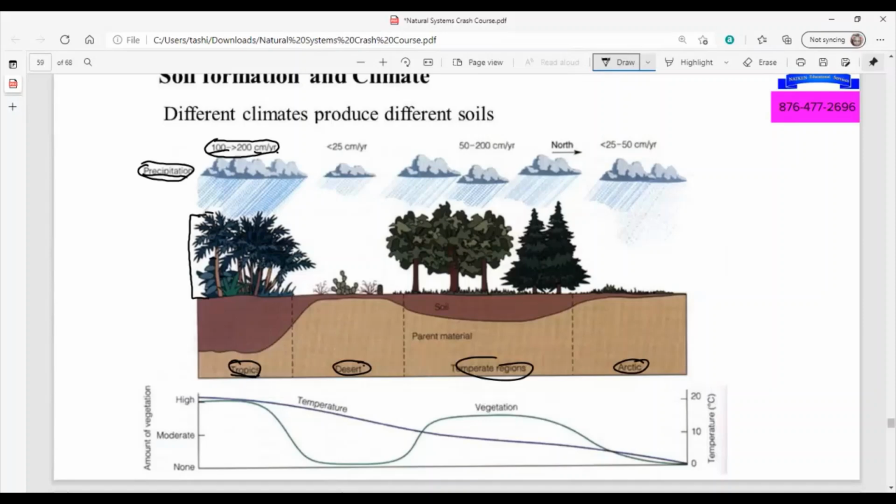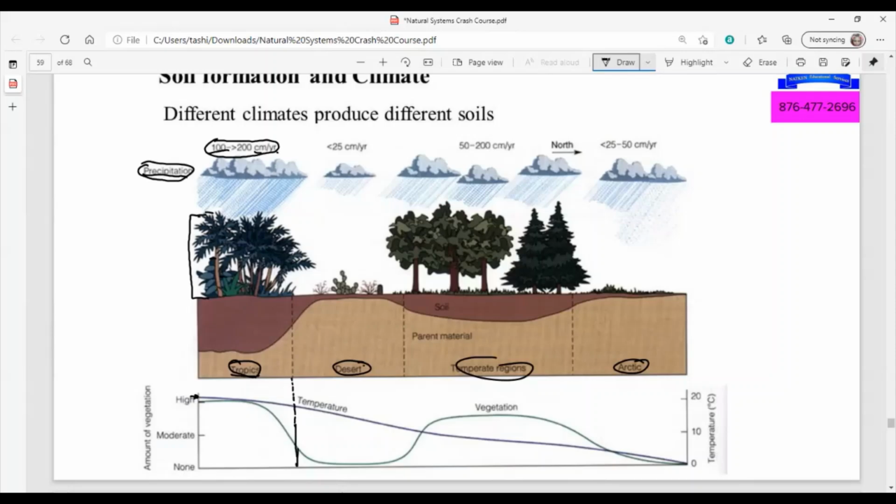Also, we can see temperature at the bottom section here. So temperature, that's the purple line, this one here. Temperature is high and reduces as you go across the different climatic zones. So in the tropics, the temperature is high. So it's a lot of information all in one.